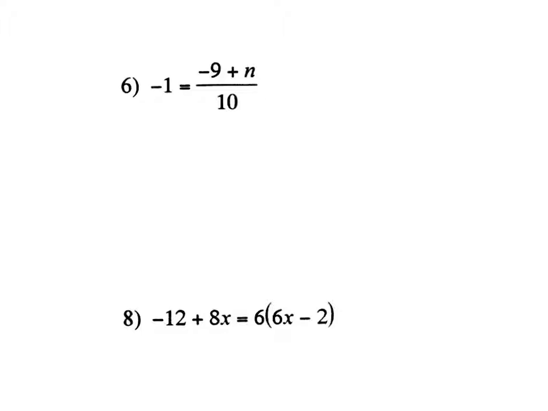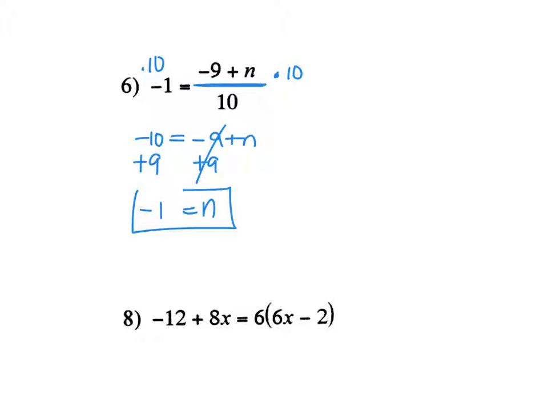All right, just like with questions 2 and 3 above, this fraction, this division is affecting everything, so I have to deal with it first. So I'm going to multiply by 10 on both sides. It's going to give me negative 10 equals negative 9 plus n. And then I need to get rid of the negative 9. And to undo that addition, I'm going to use positive 9. So I'm going to have negative 1 equals n, or n equals negative 1.